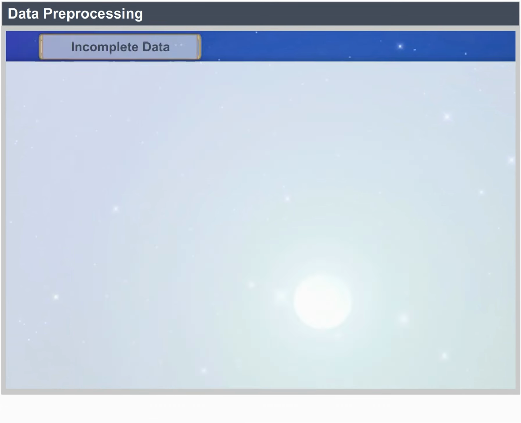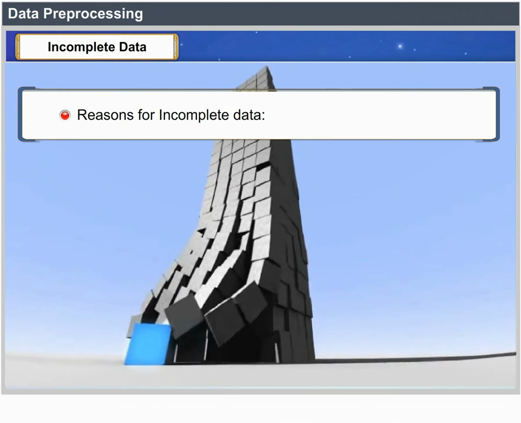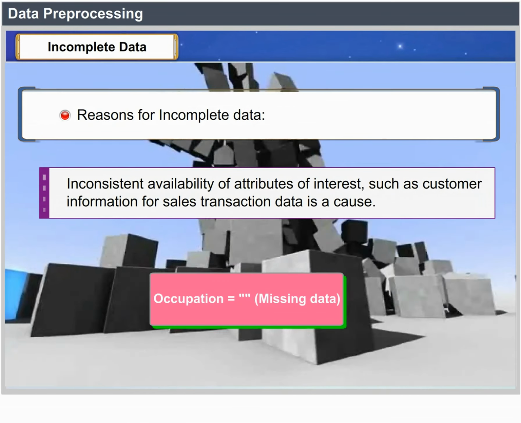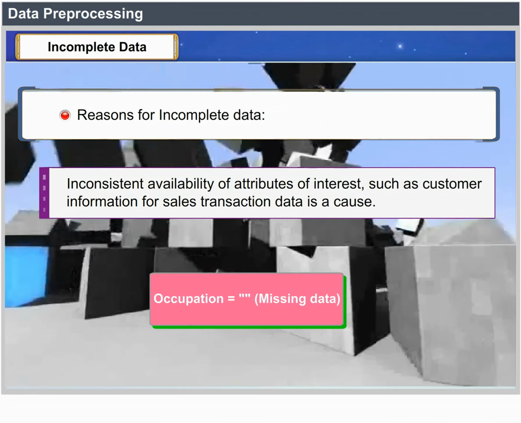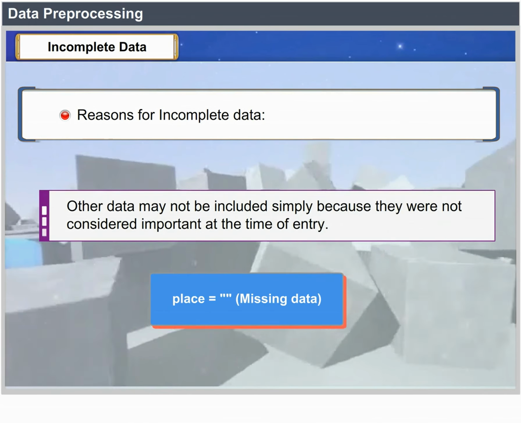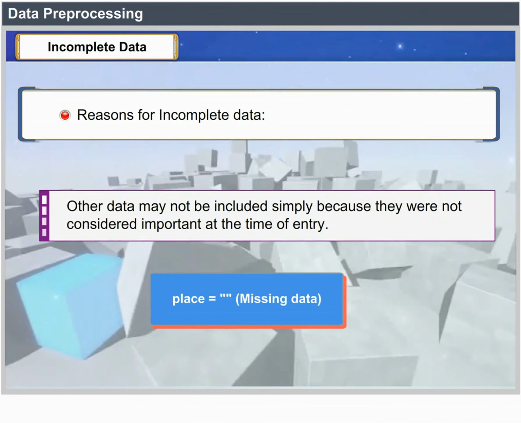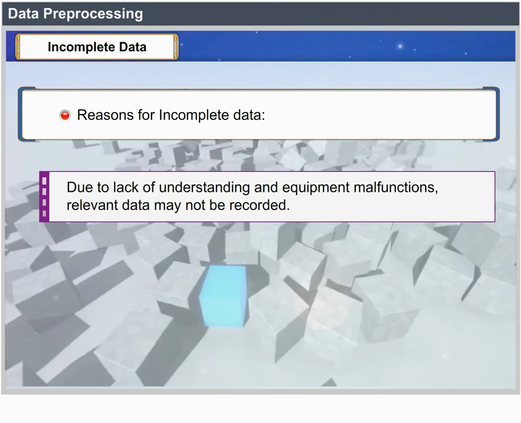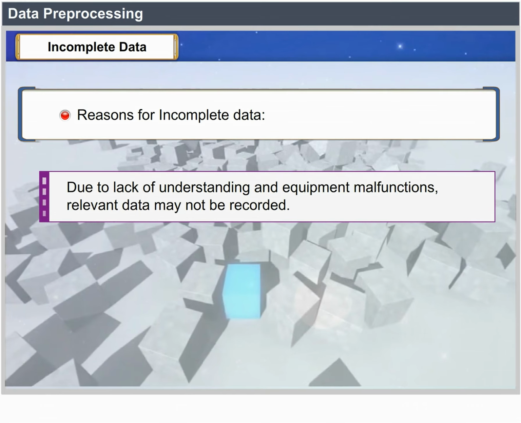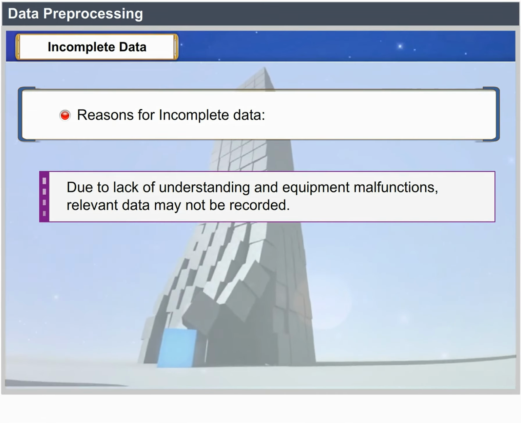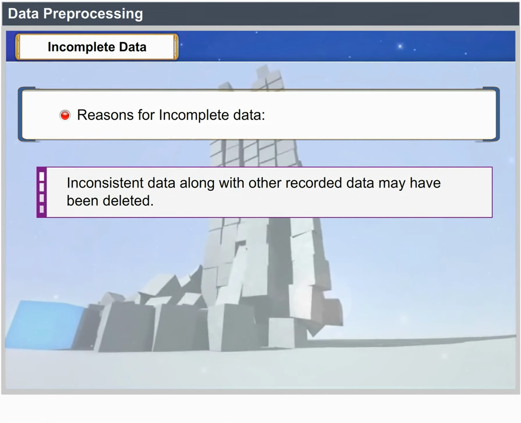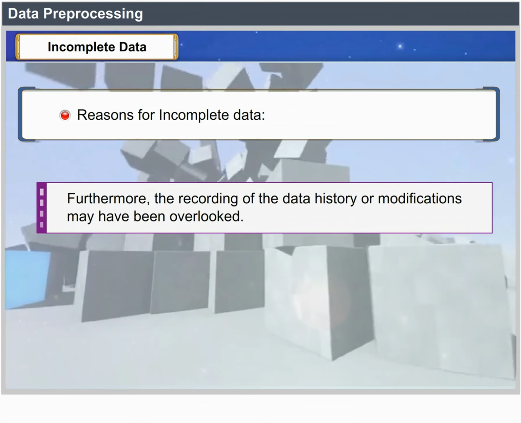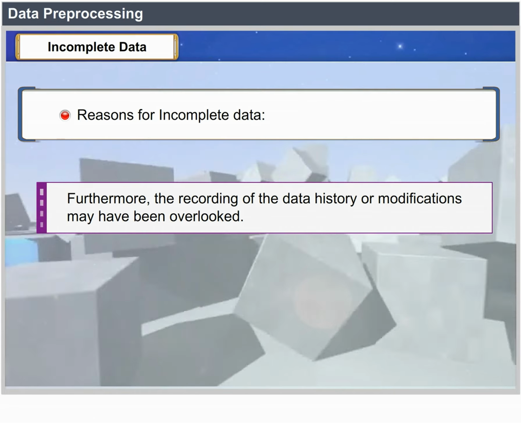Incomplete data. Reasons for incomplete data. Attributes of interest may not always be available, such as customer information for sales transaction data. Other data may not be included simply because they were not considered important at the time of entry. Relevant data may not be recorded due to a misunderstanding or because of equipment malfunctions. Data that were inconsistent with other recorded data may have been deleted. Furthermore, the recording of the data history or modifications may have been overlooked.